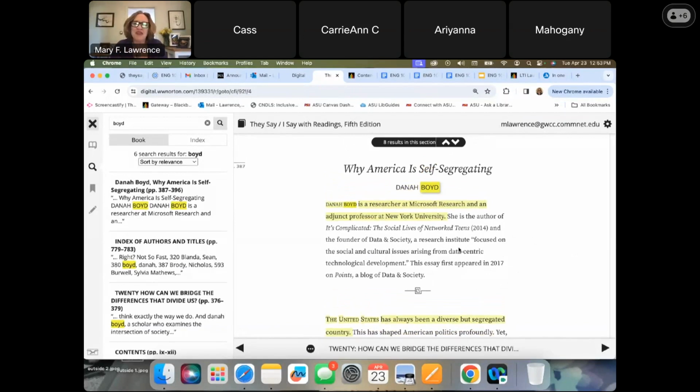But maybe before we get into that, I am curious to know, do you think America is self-segregated? Do you think things have gotten better or worse? That was in 2017. Here we are 7 years later. Do you think things have gotten better or worse?